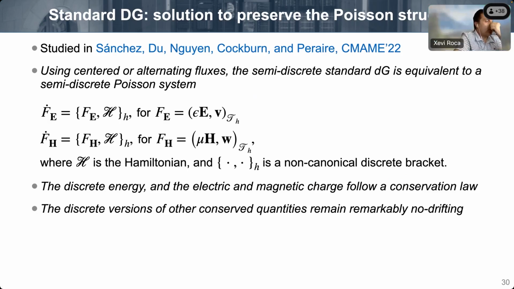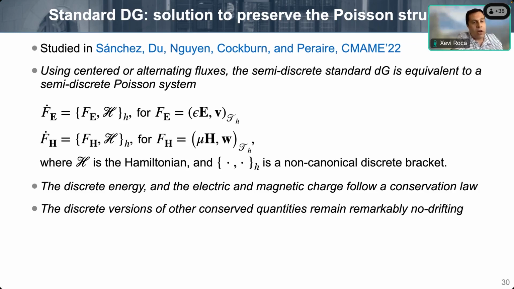Okay, there's a solution that was studied by Sanchez, Du, Nguyen, Cockburn, and Peraire, and it is that you take your standard DG, they do it also for other methods but let's focus on standard DG, and if you use central fluxes or alternating fluxes, the semi-discrete standard DG is equivalent to a semi-discrete Poisson system. And you shouldn't care about this Poisson system. Here I'm just plotting how it goes, and basically it is a way to describe anti-symmetric things in physics to ensure that you have conserved quantities.